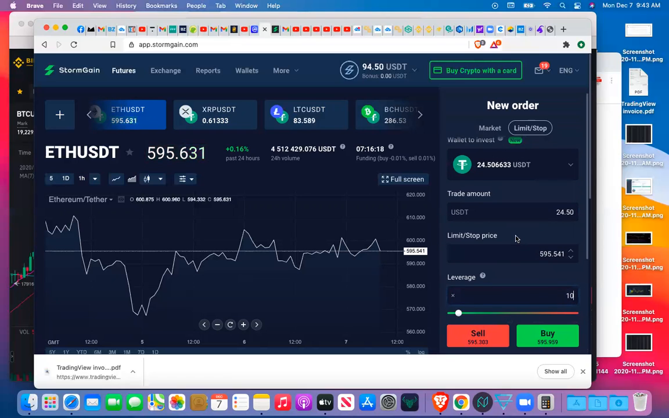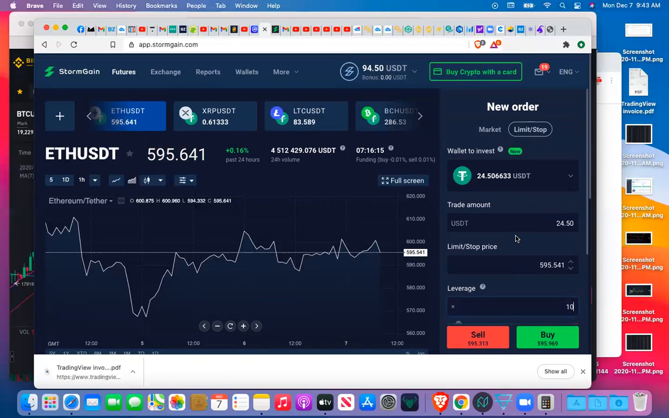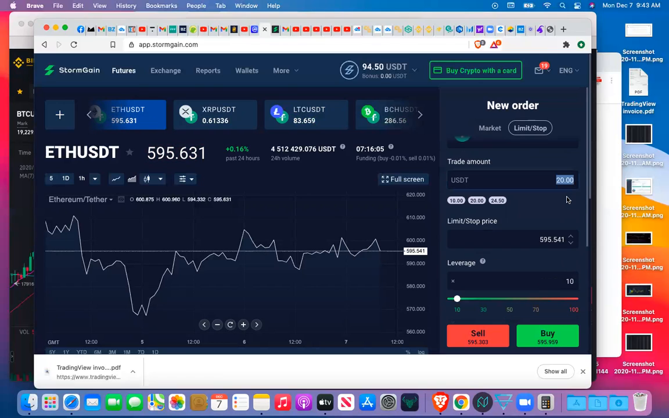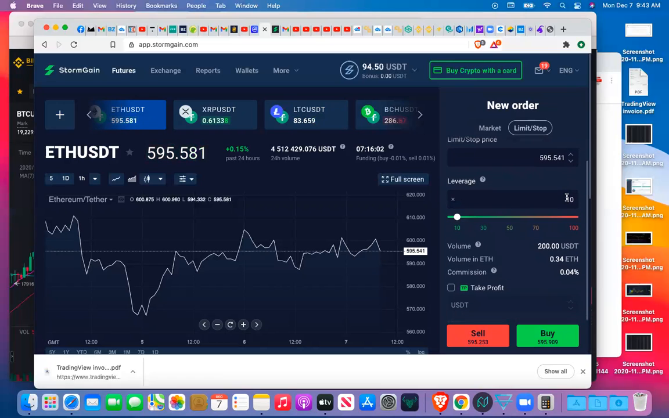So you have to check your money. Maybe the money I have is just $24 as my balance. So maybe just $20. I want to use that. So $20 multiplied by 10 is going to be $200. That's the volume. So if you want to know, click on it. It says the volume, the trade amount with the selected leverage, is used to calculate the trade profit and commission.